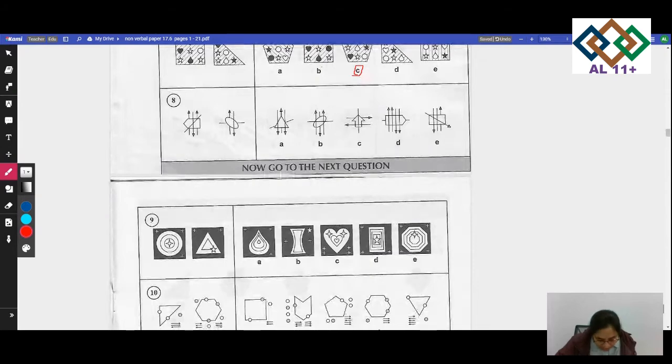Number 8 now. In all the figures, exactly two lines or arrows must be behind the shape. If you look at the arrows, they should be behind the shape. So which one do you think it is? Definitely it will be A.